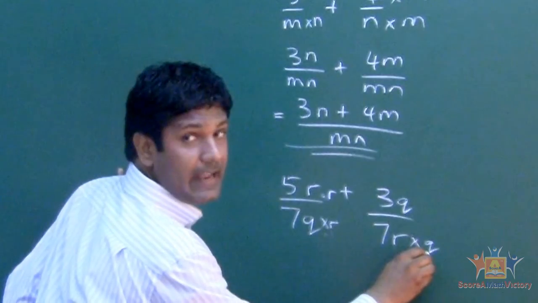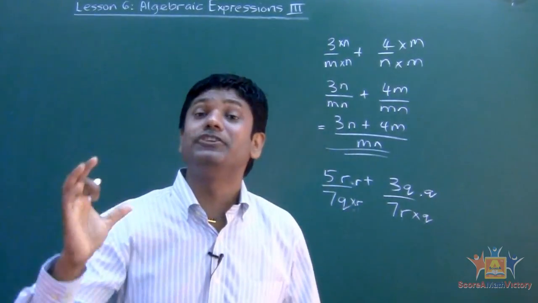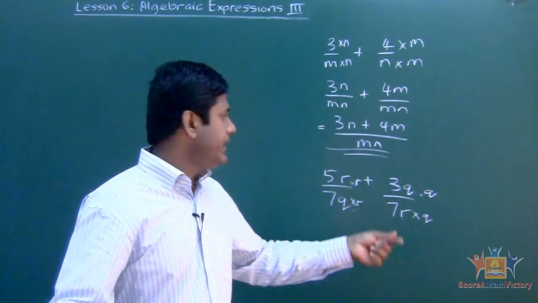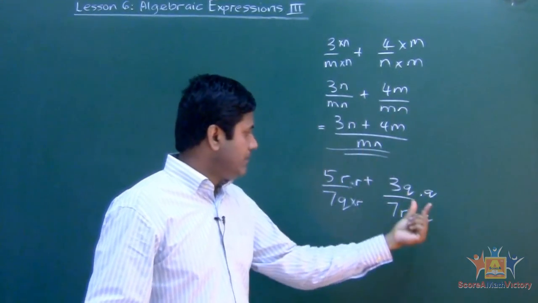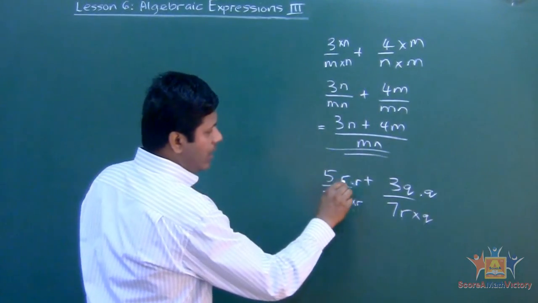I multiply the denominator by q. What do I have to do here? Also by q. Very important. Pay attention to that. Very important. If you don't do it there, the answer is wrong. Alright? If you multiply the denominator by r, you got to multiply the numerator by r. Multiply by q, your numerator also q. See that?